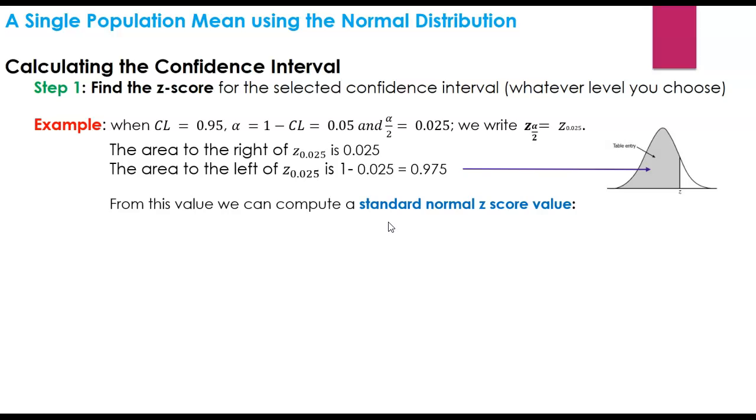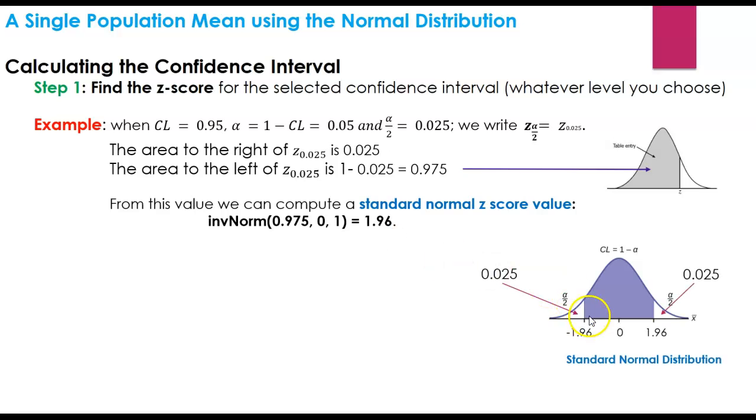From this value, we can compute a standard normal z-score value using inverse norm of 0.975, 0, and 1 to get a value of 1.96. This can be used whenever we have a 95% confidence interval. Our z-score, z alpha over 2, will be 1.96. Here's a picture of that situation. Negative 1.96 to 1.96 would be the values if the mean was 0, which is what it is in the standard normal distribution. 0.025 are the values on the left and the right. The center portion in this case would be 95%.